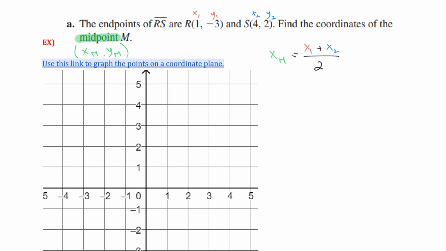Now we just need to substitute. x1 is 1. And I'm going to add x2, which is right up here, the x-coordinate for S. So we're replacing x2 with 4. All of this still gets divided by 2. Finishing this up, we get that xm is equal to 5 divided by 2, or as a decimal, xm is equal to 2.5.